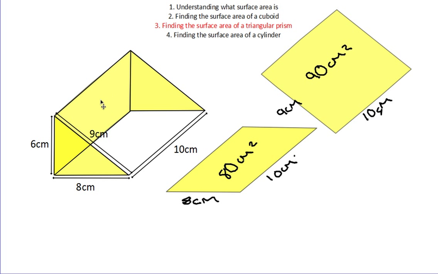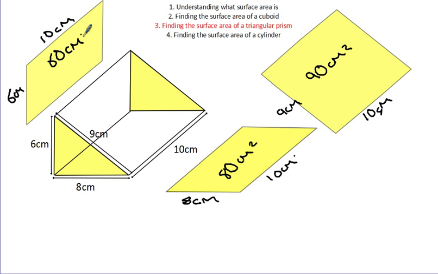We then have the, I guess you call it the left hand face. So if I pull that out, it had a height of 6 centimetres, and then this length here is the same as this length here, so that's 10 centimetres, which gives us 60 centimetres squared.